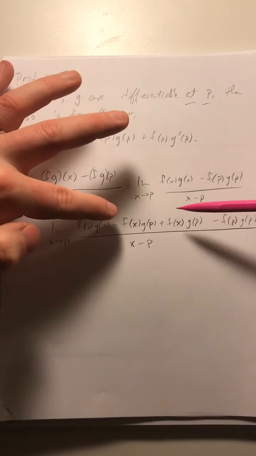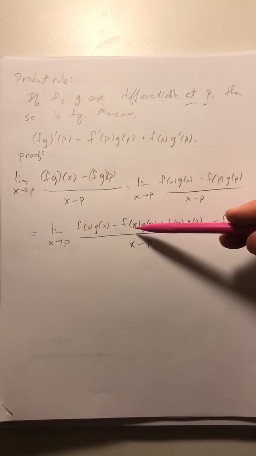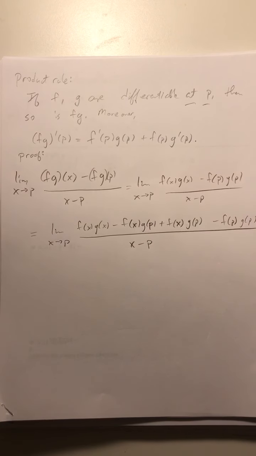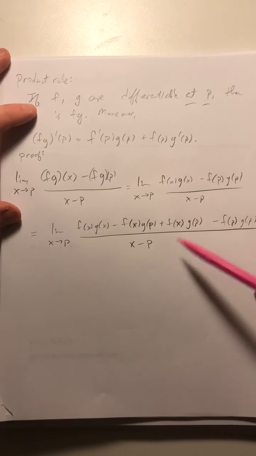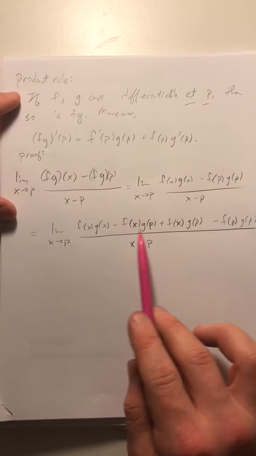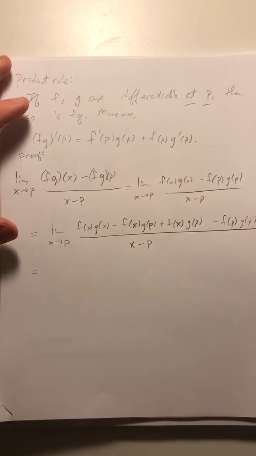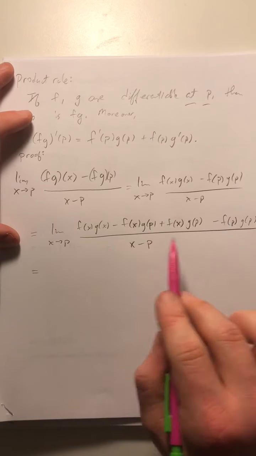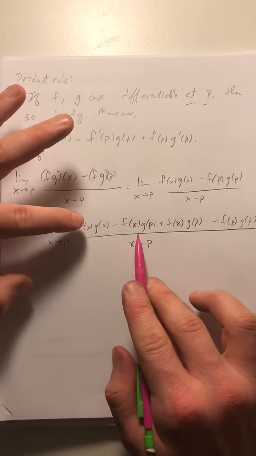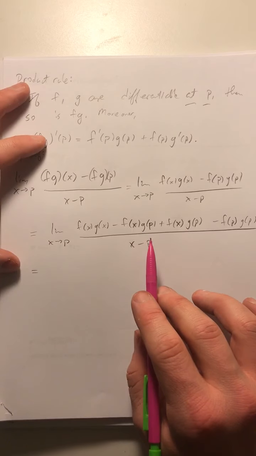So what I've done is I've subtracted and added f of x times g of p. And since I subtracted and added it, these two things are equal. I didn't change anything by adding and subtracting the same quantity. So here, I'm going to use my limit laws. I'm going to split this fraction up into two fractions. In the first fraction, I'm going to factor out an f of x.